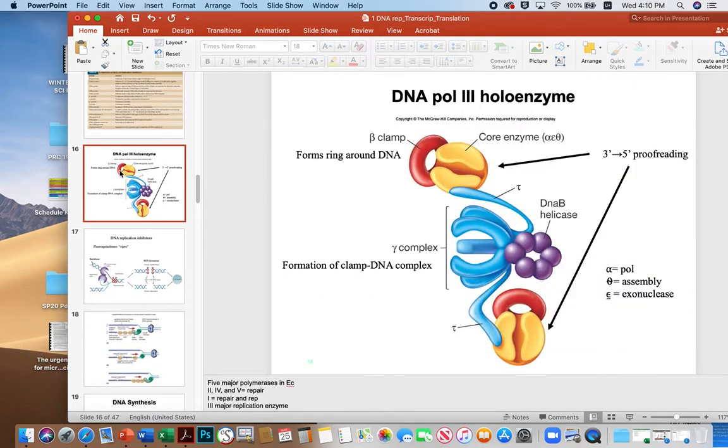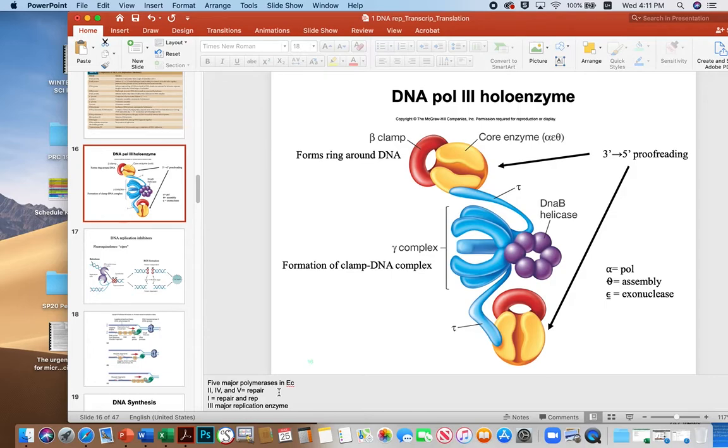This particular slide just shows you the main enzyme, DNA polymerase 3, the main replication enzyme, at least in bacteria. Remember that eukaryotes have maybe a dozen or so polymerases, whereas E. coli has approximately 5. And I just kind of indicated them here. 2, 4, and 5 polymerases are repair polymerases.